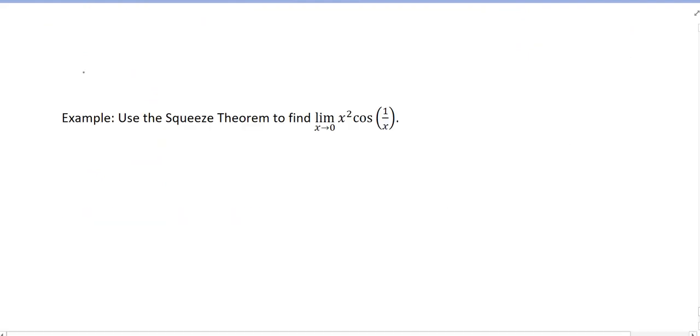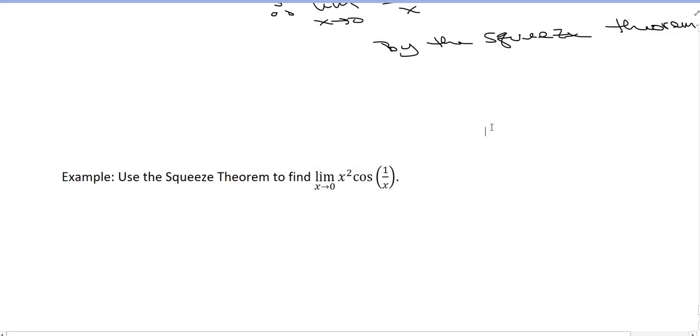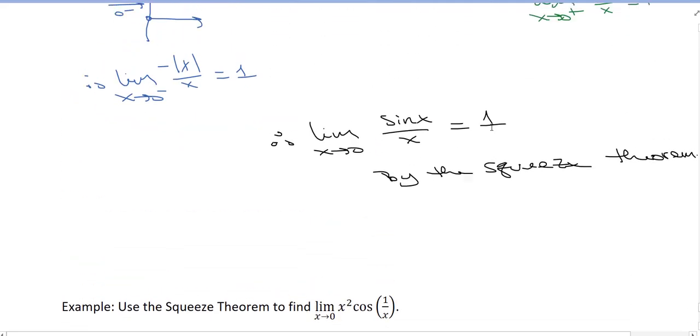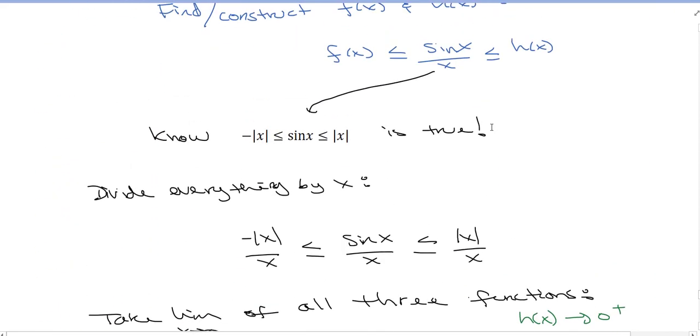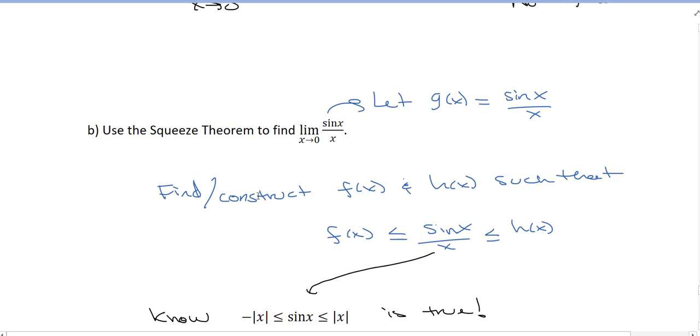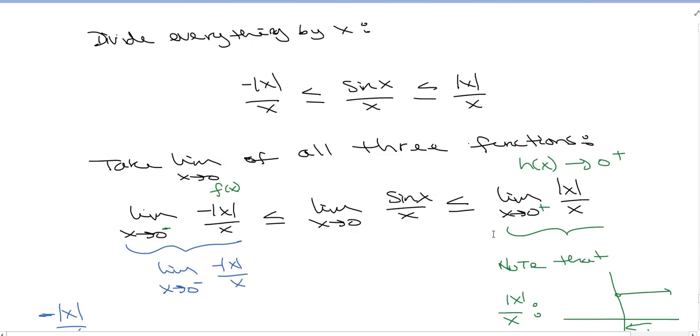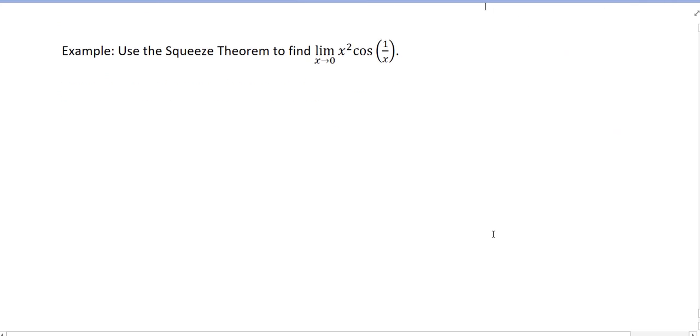Use the squeeze theorem to find the limit as x goes to 0 of x squared times cosine of 1 over x. So what we want to do is find two functions that we can squeeze x squared cosine 1 over x in between. And so we have to start somewhere. Going back to here, we have to find and construct that f of x and h of x such that we can put a function in between, right?